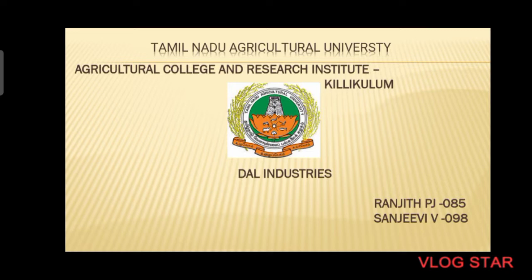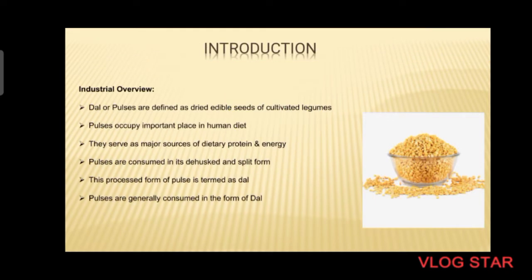Today let us discuss some information about dal industries, dal milling and processing. Dal or pulses are defined as dried edible seeds of cultivated legumes. Pulses occupy an important place in the human diet. As we consume a large amount of cereals, pulses are also an important part of our diet. They serve as a major source of dietary protein and energy.